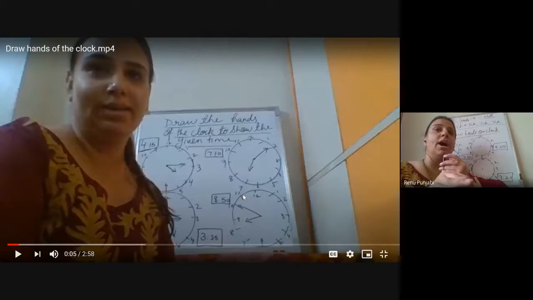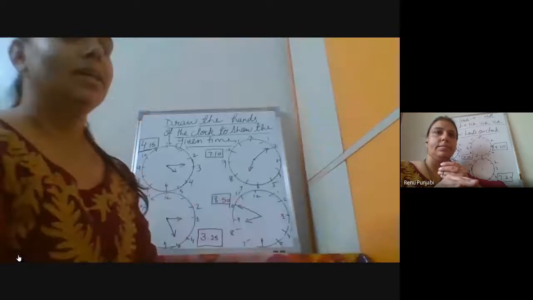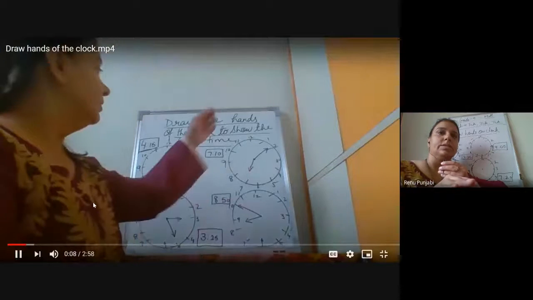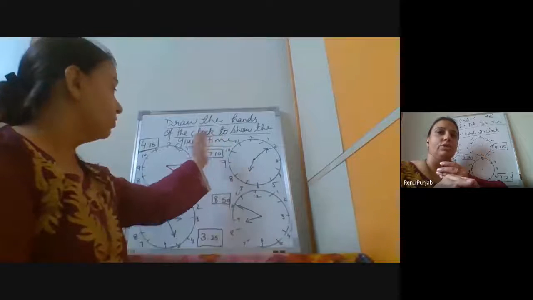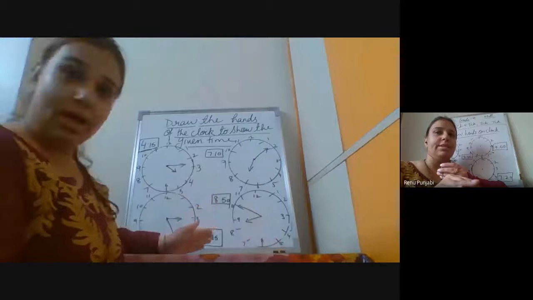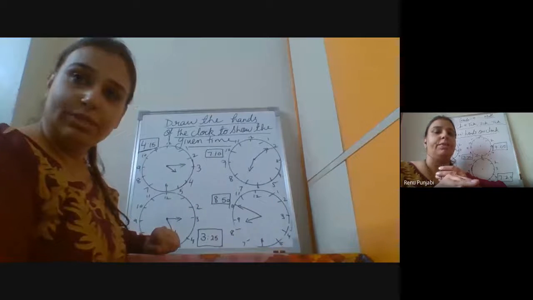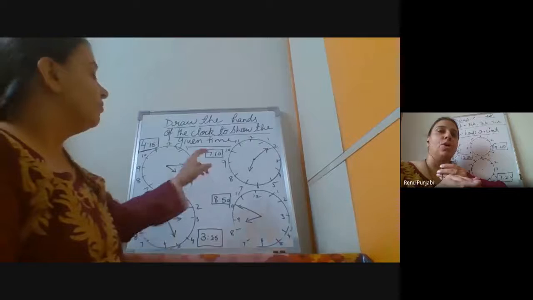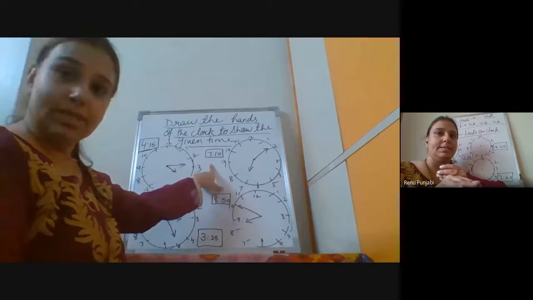Okay. Now we are learning how to draw the hands on the clock with the given time. In this video, you can see that in the first clock, it is showing 4:15. And then they are showing the time on the clock. Can you all see this? So the clock shows the given time: 4:15, 7:10, 8:50, 3:25.